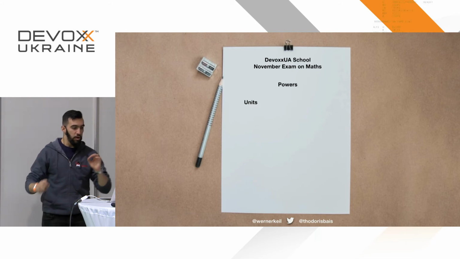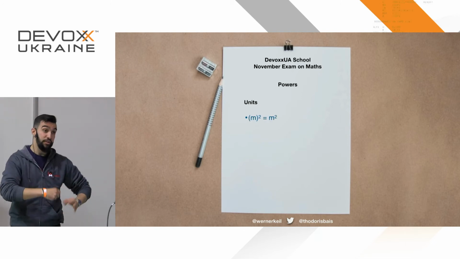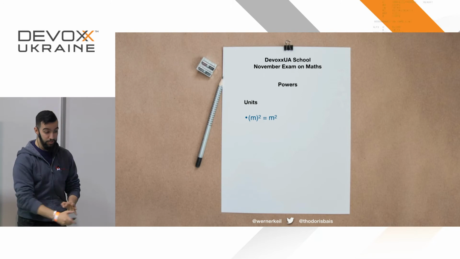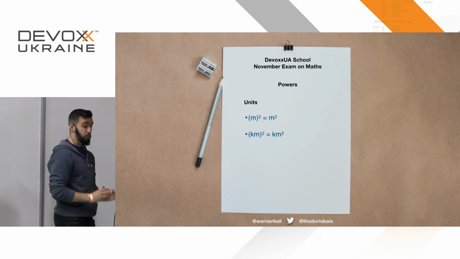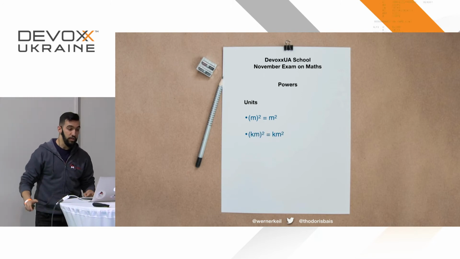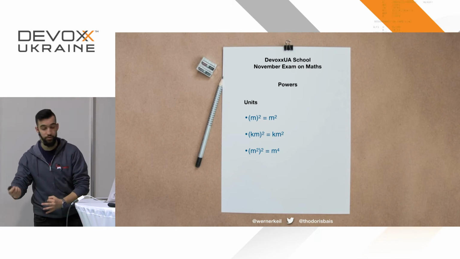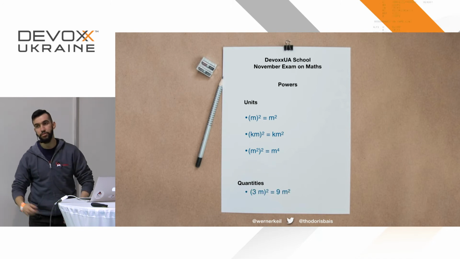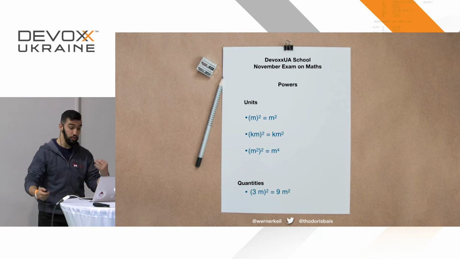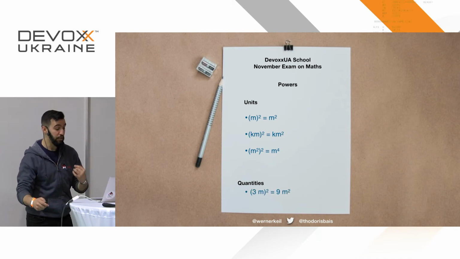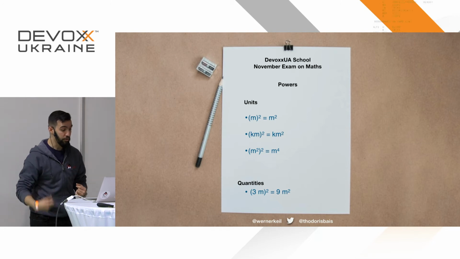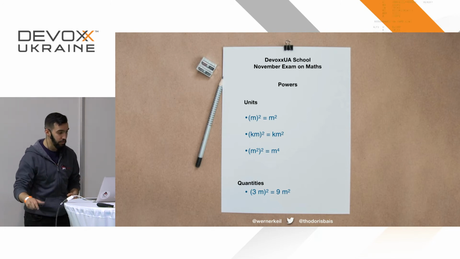So, one more word about the powers. The square of a meter is square meters. The square of kilometer is square kilometers. The square of square meters equals meters to the 4th power. Quantities, more or less the same. Quite straightforward. Do take care. Do be cautious. Do be careful on the way you're going to express the unit itself.